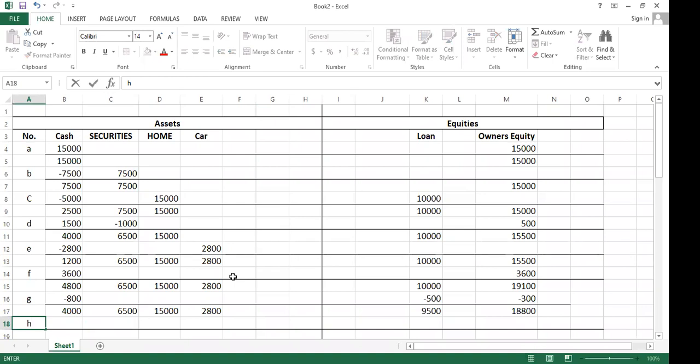Paid cash for expenses rupees 300. We paid the expenses for 300. Expenses are deducted from cash and deducted from owner's equity.